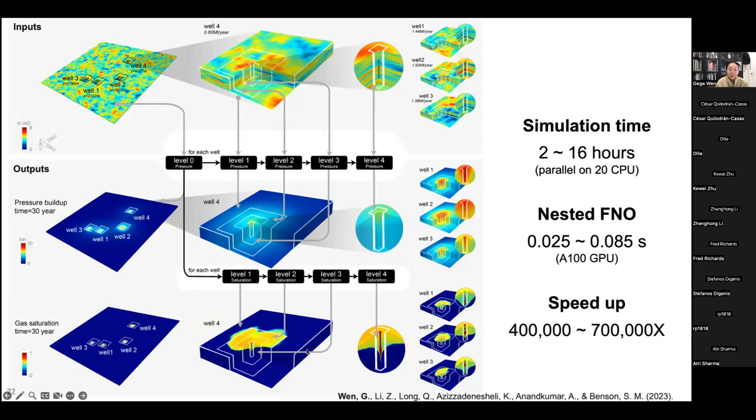So to simulate these 3D data sets, it takes about 2 to 16 hours for each simulation to run on a high computing cluster, and each simulation is parallelized on 20 CPUs. And the nested FNO after training takes about 0.25 seconds to 0.85 seconds to make each prediction on an A800 GPU. So that gave us up to 700,000 times speedup.